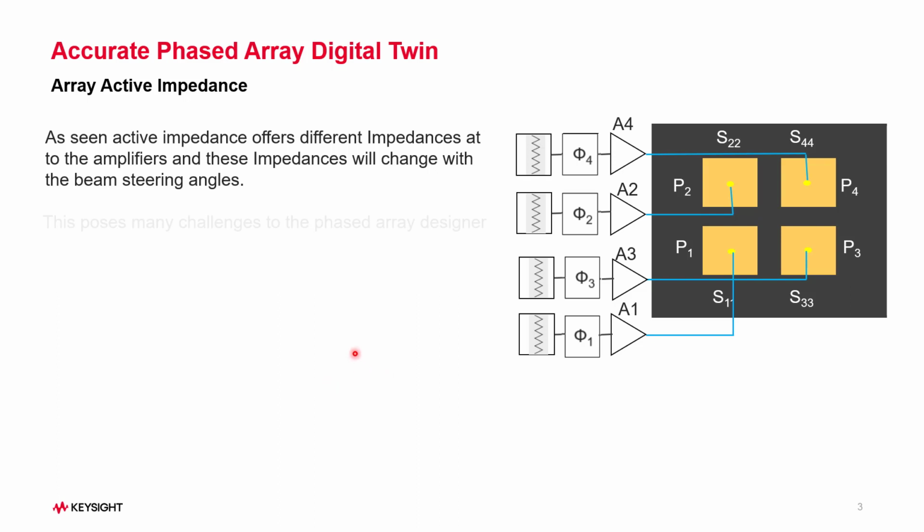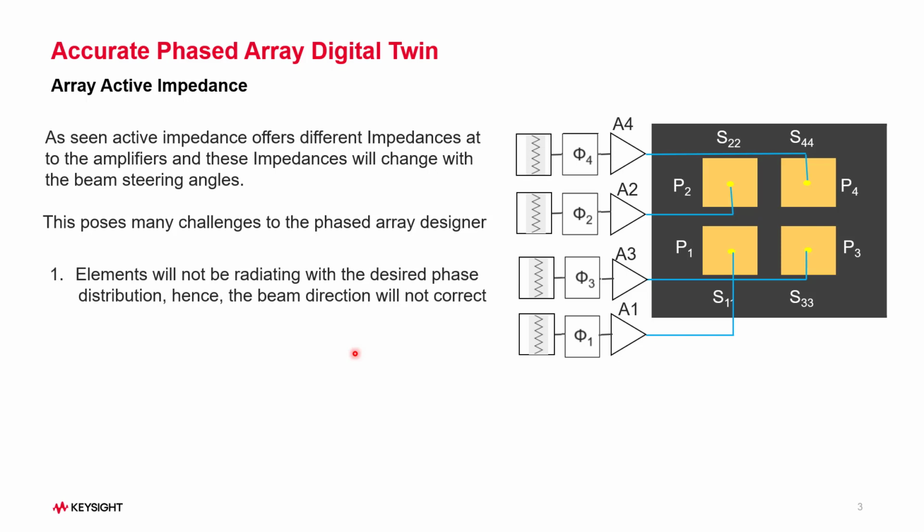This will bring in some challenges to the phased array designer. Challenge number 1. We intended to supply the voltages V1, V2, V3, V4 with a desired phase shift of phi 1, phi 2, phi 3, phi 4 that steers the beam in a specific direction. But because of this phenomenon of active impedance, and also, of course, the insertion phases may not be exactly identical for all the four amplifiers, we will not get exactly the desired phase distribution at the ports of the antennas.